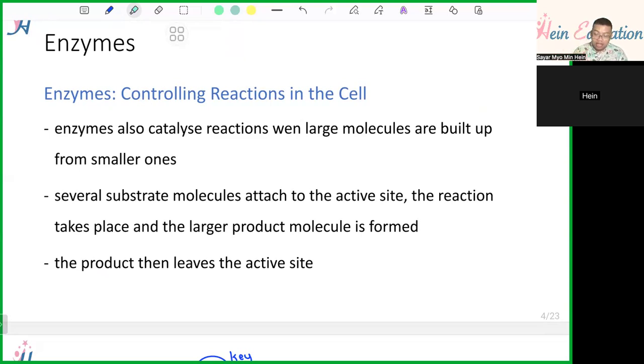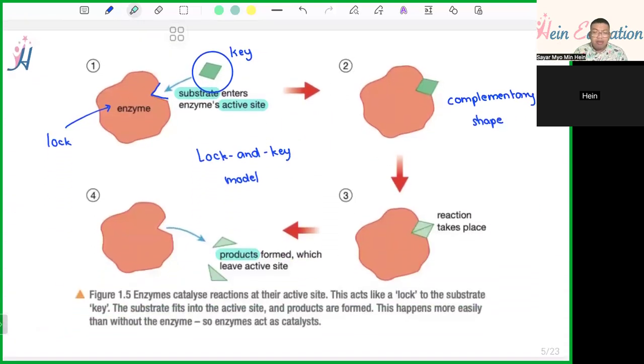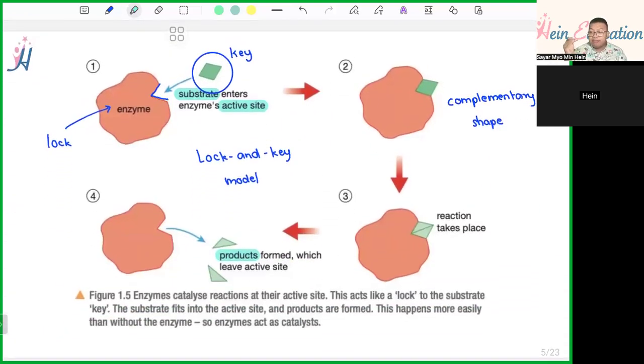But one thing you need to remember about the lock and key model is this. Imagine I have one key, but I cannot go and open all the locks in the world. The lock and the key are specific, with a complementary shape. So only my key can open a certain type of lock.